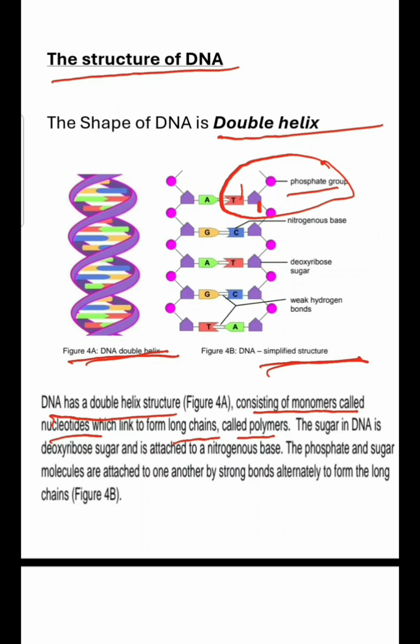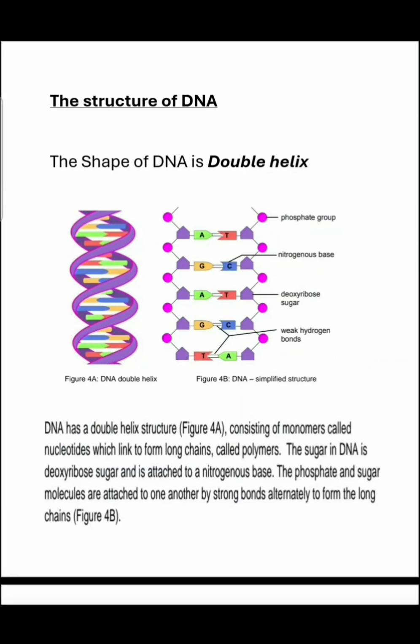Then the sugar in DNA is deoxyribose sugar. I already told you that this sugar is deoxyribose sugar, which is attached to a nitrogenous base. This over here is a nitrogenous base. All of these over here are nitrogenous bases. Then the phosphate and the sugar molecule are attached to one another. So this and this are attached to one another by strong bonds to form long chains, right?